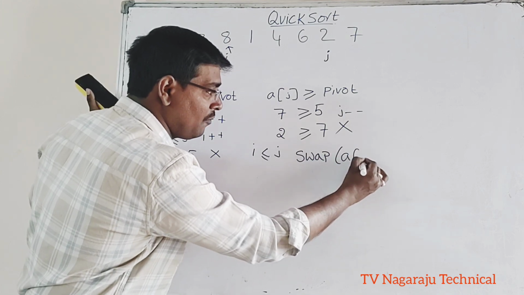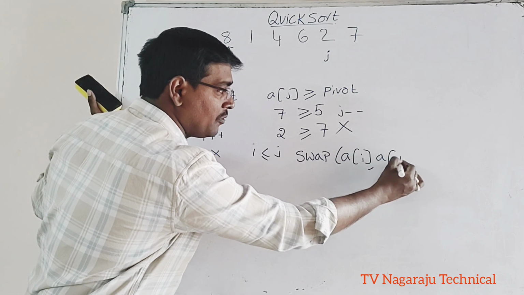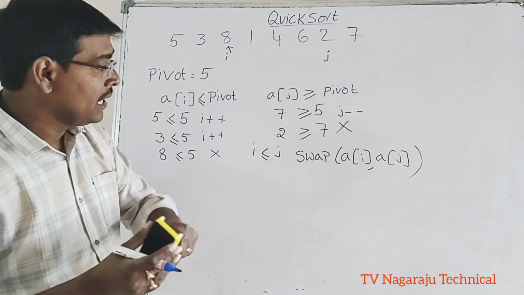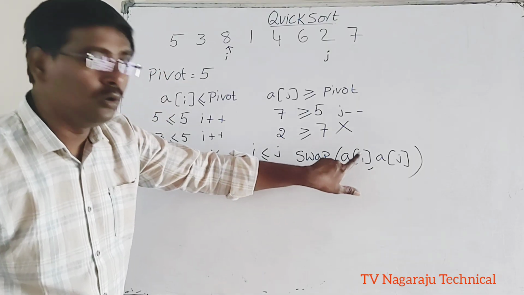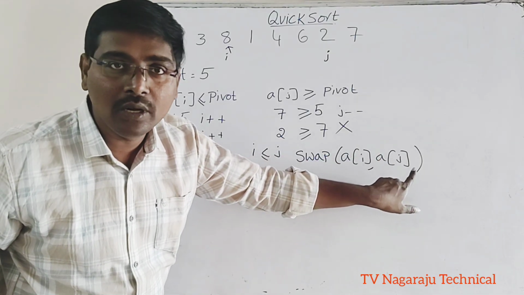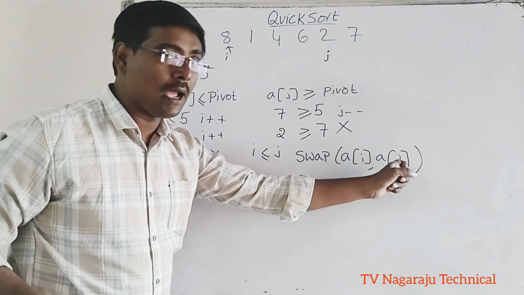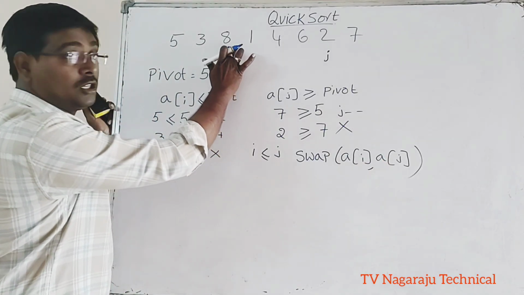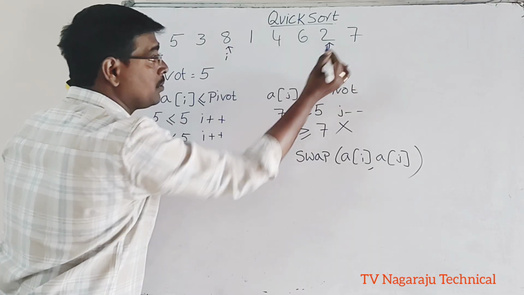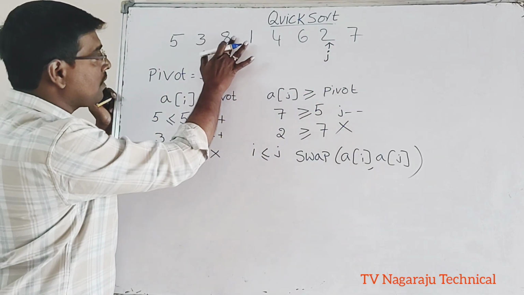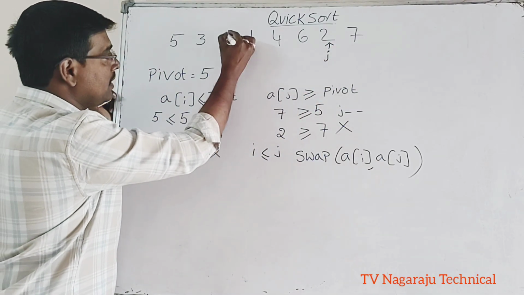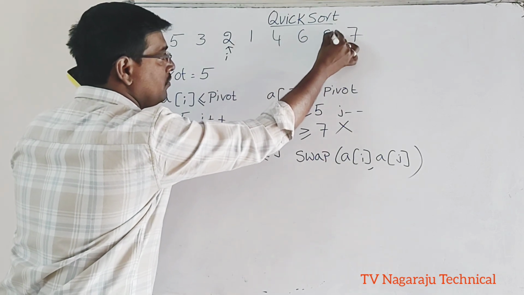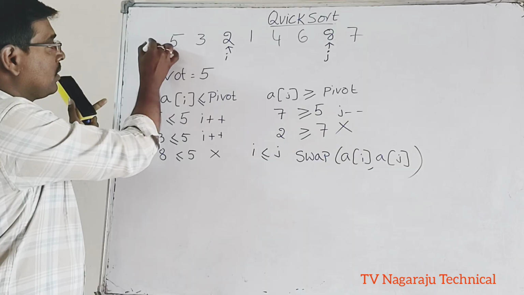After completion, if i value is less than or equal to j value, what you need to do? Swap a of i, a of j. Don't confuse. Here i and j are indexes, and you need to set the value at the ith position with the value at the jth position. You are swapping a of i and a of j. So i is at this position, j is at this position. We are just swapping. See, here 8 is replaced with 2, and 2 is replaced with 8.